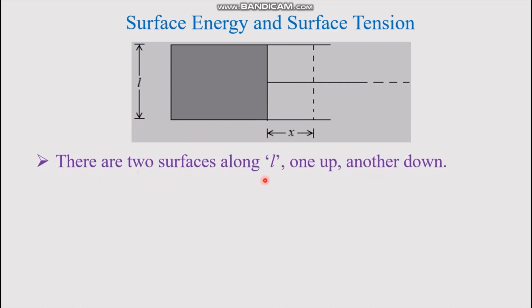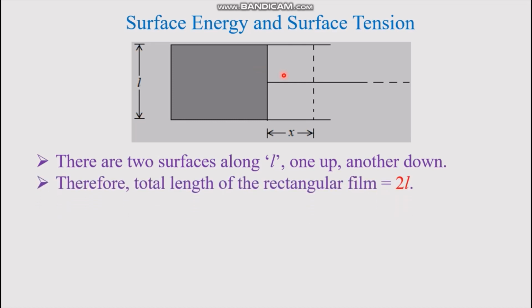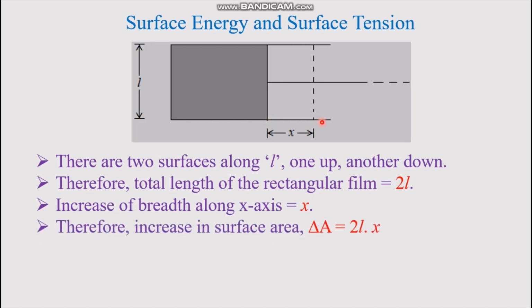There are two surfaces along L, as I have mentioned already. One is the upper surface, another is the lower surface. Therefore the total length of the rectangular film is twice L. And what is the increase in the breadth? This is the increase in the breadth. That means this is the displacement. X is the displacement. So what is the area? Increase in area must be twice L into X, and this is nothing but delta A. If A is the area, then delta A is the increase in area.